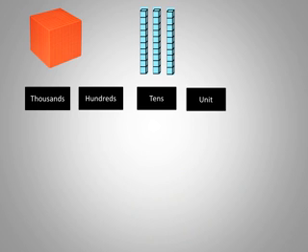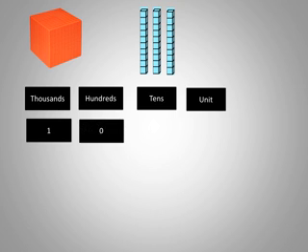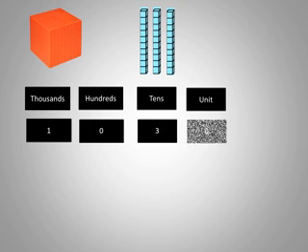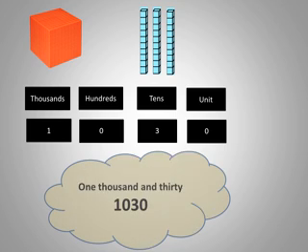Let's read this number now. We have 1 cube, so we write 1 in the thousands place. No plates, so we write 0 in the hundreds place. We have 3 rods, so we write 3 in the tens place, and nothing in the units, so we write 0 in the units place. So we get the number as 1030.